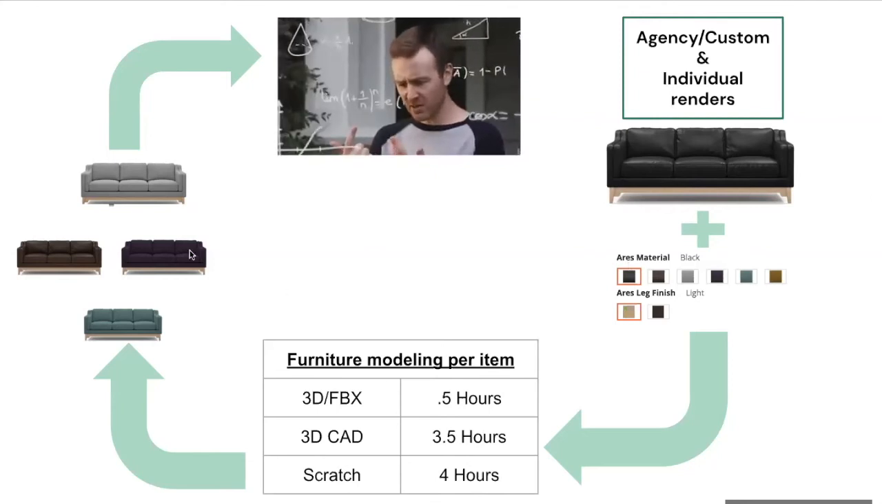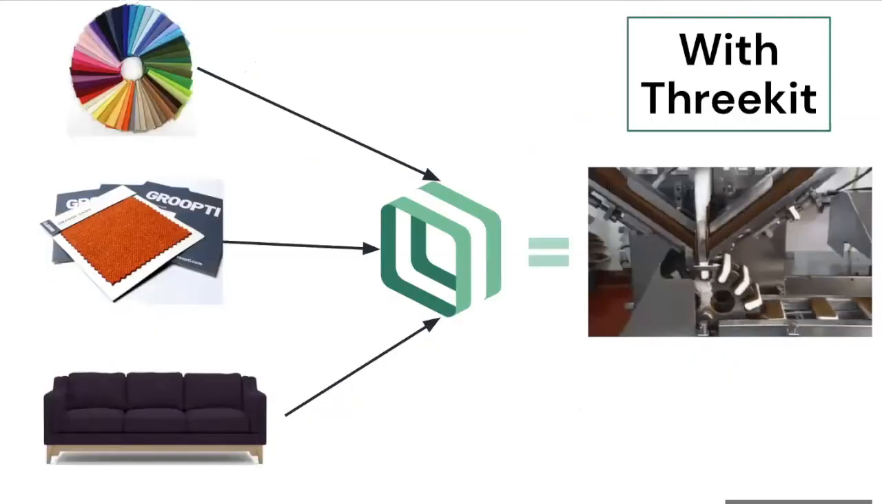So this is where Threekit comes in as a scalable solution. We are the engine for your 3D work. So it all starts with that single individual 3D model. Then we're going to take your material, and then we're going to take all the different combinations of material and then input that into 3D.